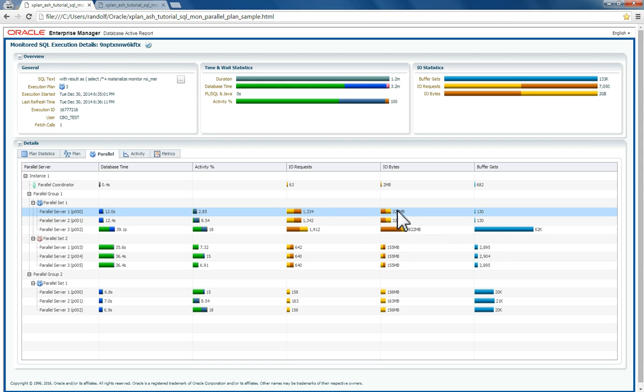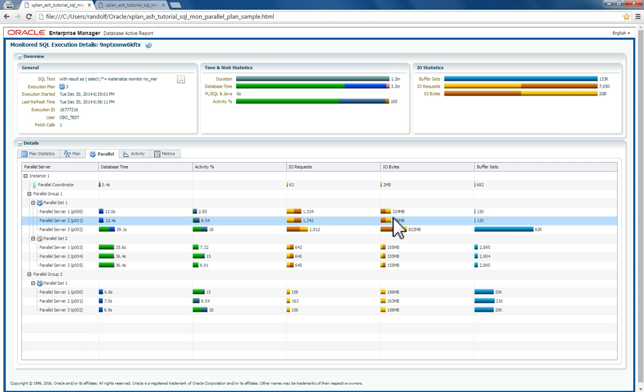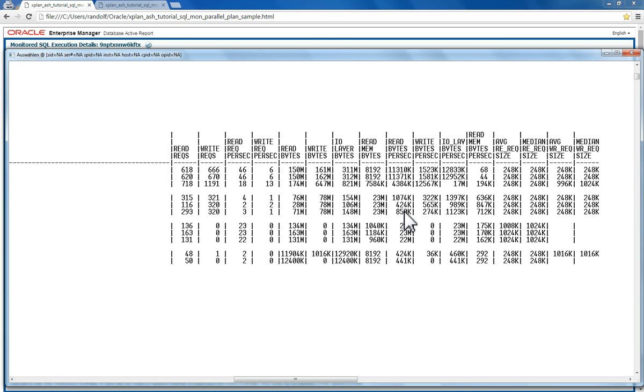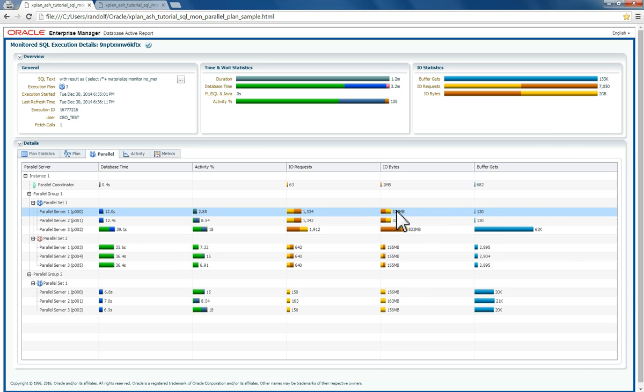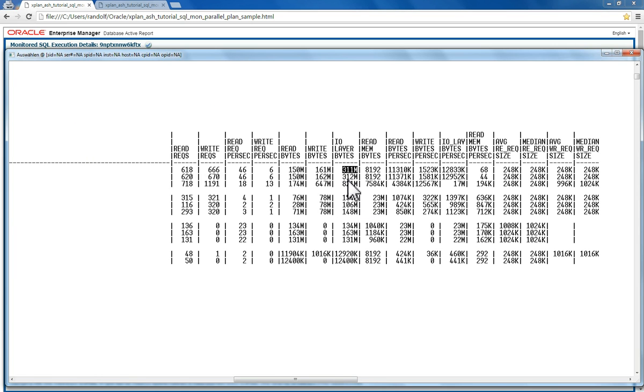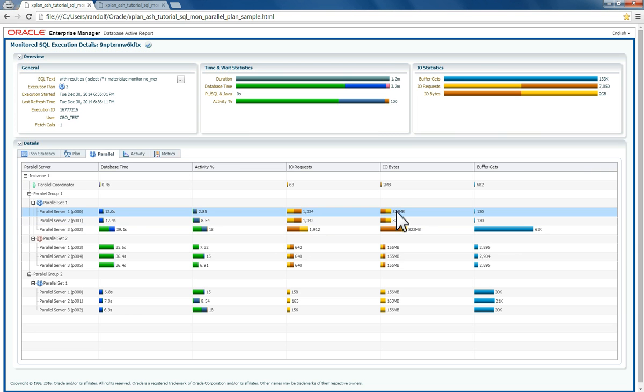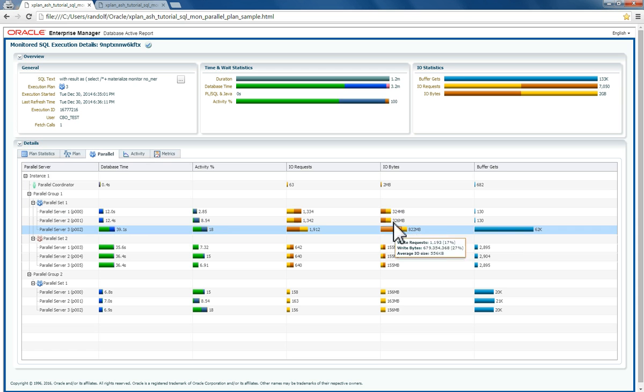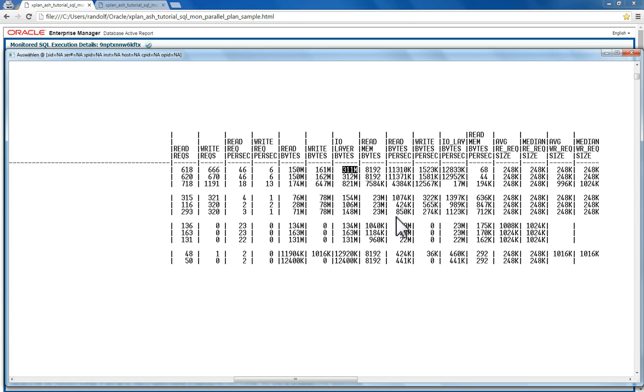So we have here an I/O amount for this process P000 of 324 megabytes, whereas in the active session history sampling this only shows up with 311 megabytes. So these do not correspond always, although they should be in the same ballpark. So you see here 310, 820, and here 320 and 820. So it's not exactly the same, but it's in the same ballpark.